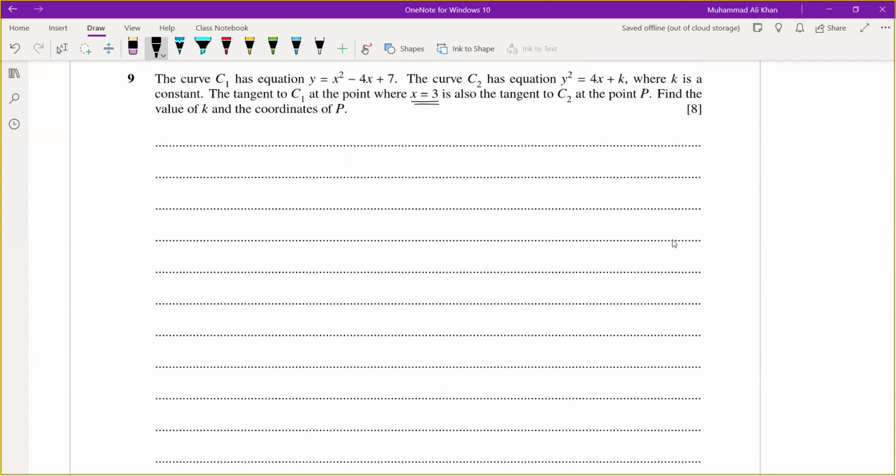ठीक हो गया. हम देखें C1 कर्व के ऊपर टेंजेंट कैलकुलेट कर रहे हैं. Tangent at C1. C1 curve is y equals x squared minus 4x minus 7.